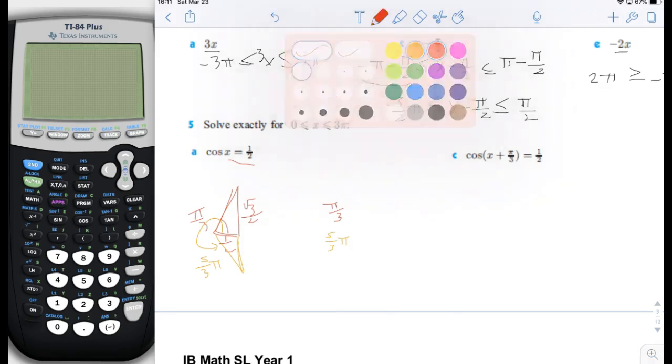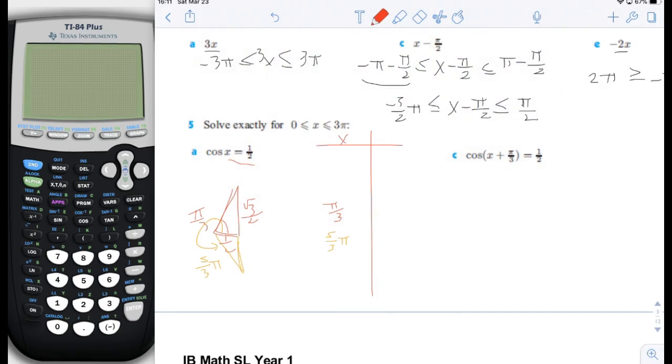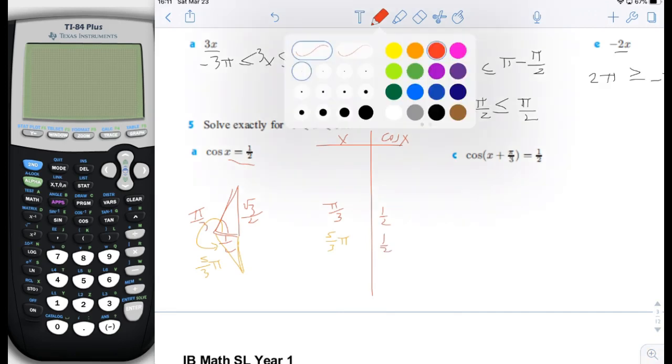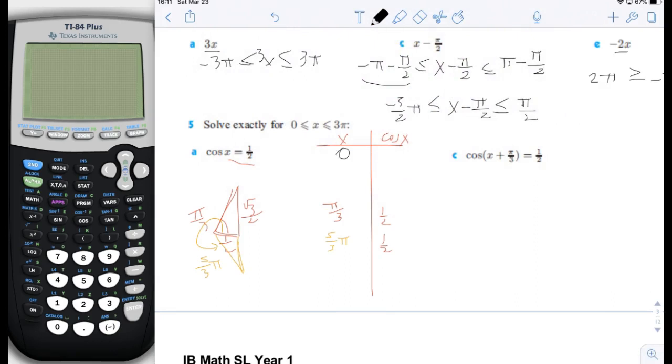And let's draw the little table. So we're looking for x and cosine x values. So for both of these, the cosine x value is 1/2, right? And our domain is between 0 and 3 pi. So let's start adding 2 pi to all of our solutions. If we add 2 pi to pi over 3, that'll give us 6/3 pi plus 1/3 pi is 7/3 pi. If we add 2 pi again to that, 6/3 pi plus 7/3 pi, that would give us 13/3 pi. 13/3 pi is a little bit more than 4 pi, so that's past 3 pi, so we wouldn't add again.